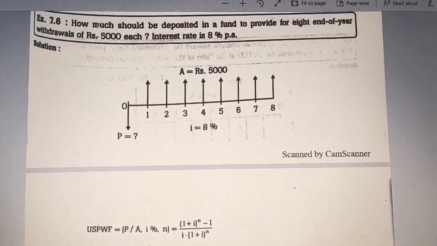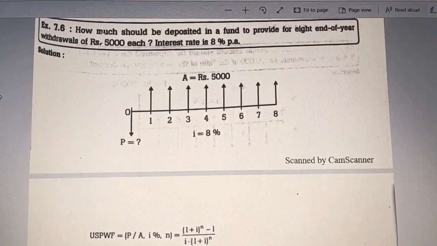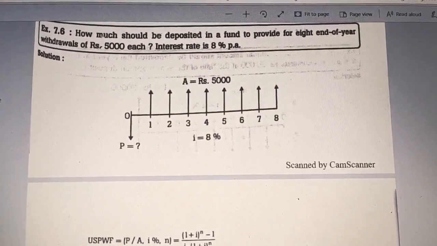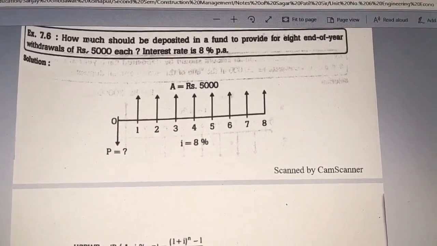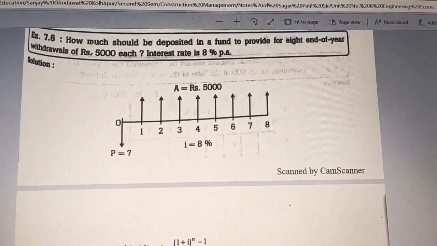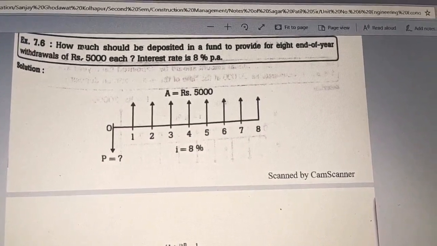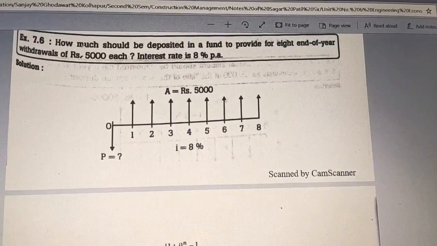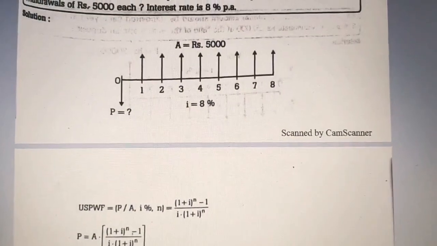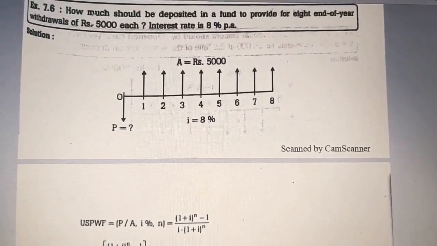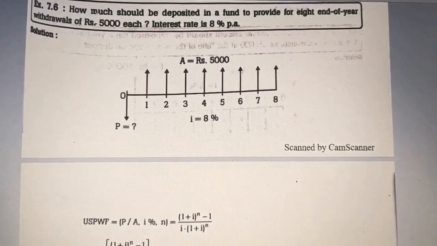So in this numerical problem, the interest rate is again the same as our previous numerical problem, that is 8%. But here one thing they are specifying is that person XYZ wants to withdraw 5,000 rupees every year. So for this condition, what we are supposed to calculate is, to withdraw 5,000 rupees per year for continuous 8 years, how much amount we have to invest today, in the current year. That is what we are asked to calculate here.